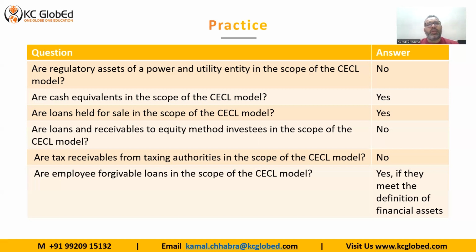Next is, are loans and receivables to equity method investees in scope? The answer is no. That comes under ASC 321. Next is, are tax receivables from a taxing authority in scope of the CECL model? The answer is no. That comes under the tax engine. Last is, are employee forgivable loans in scope of CECL? The answer is yes, if it meets the definition of financial assets.